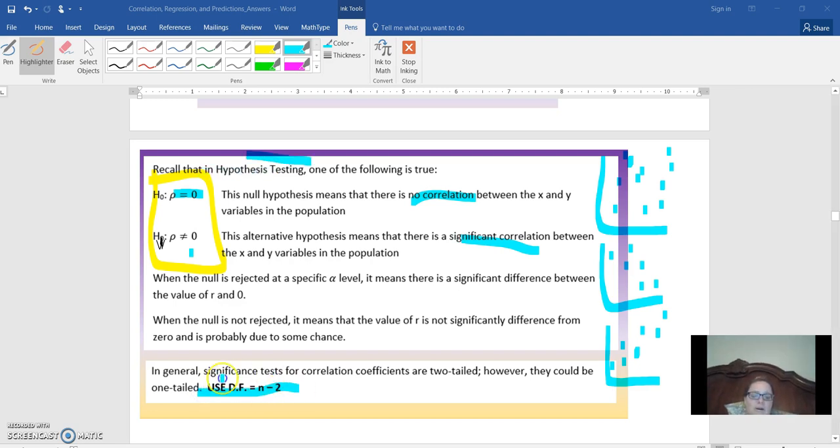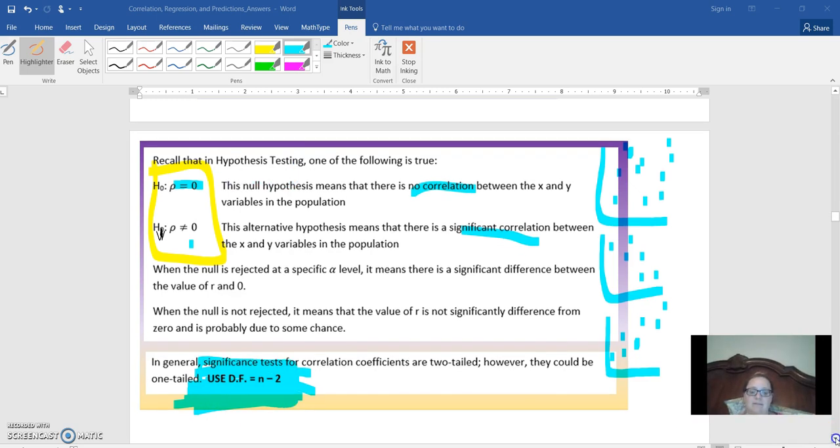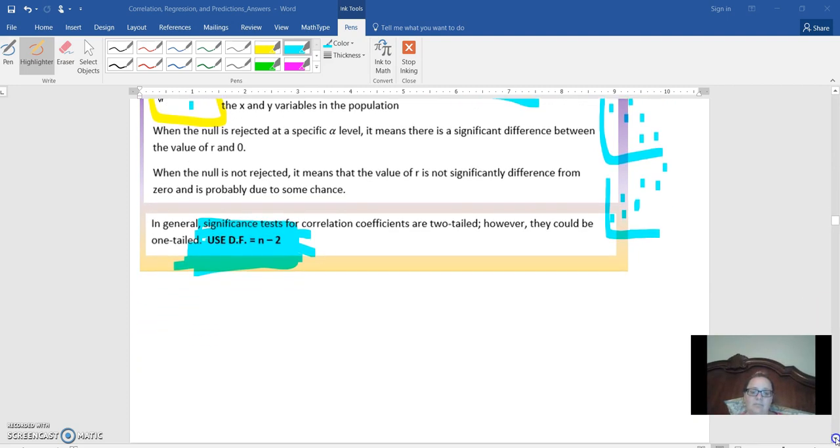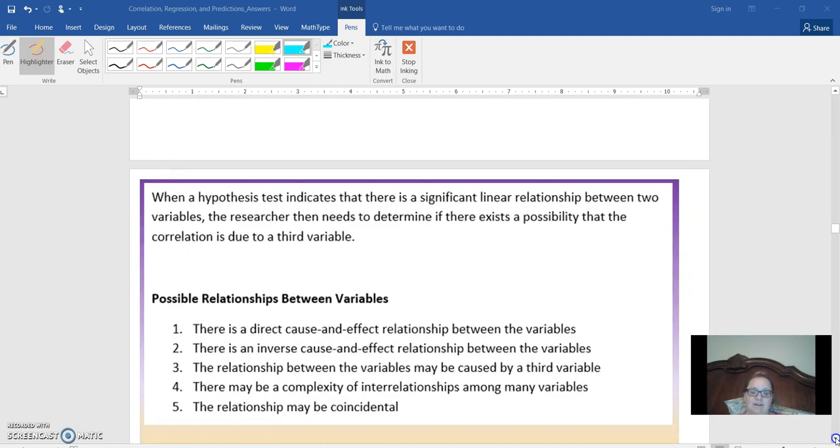I can't stress this piece enough. When we did the t-test before, we did n-1, and that was because we had one set of data. Now we have 2 sets of data. We have an x list, 2 variables, an x and a y, and because of that, we're going to use n-2. I'll remind you of that piece. But we use n-2 for degrees of freedom.